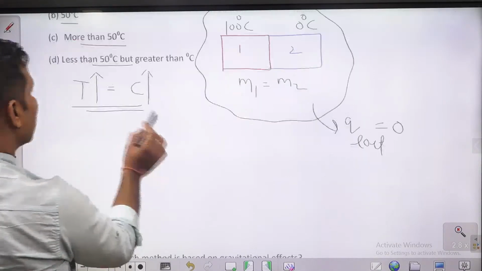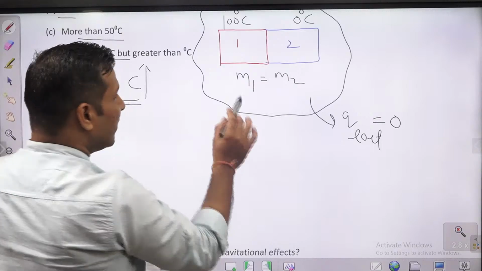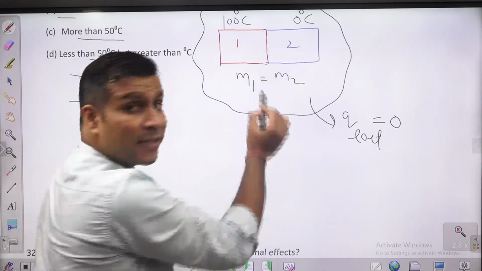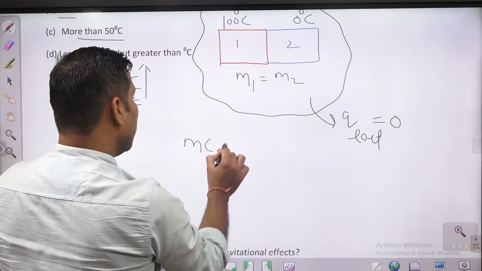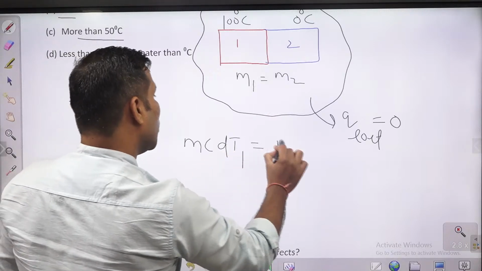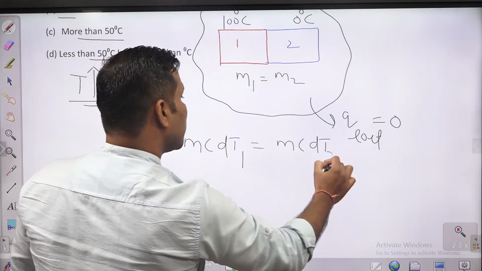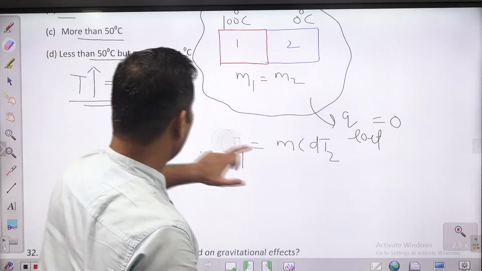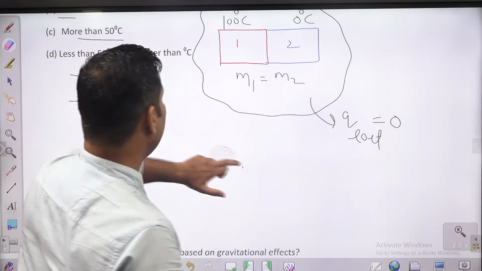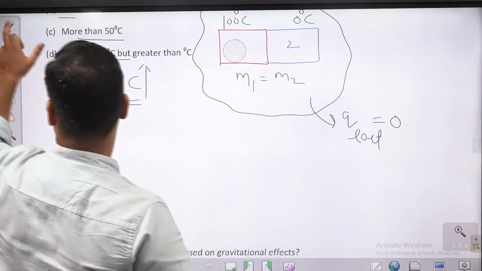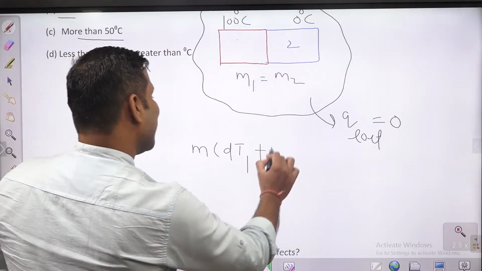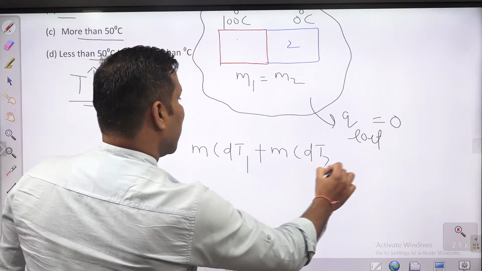What do you need to think in this case? They are only exchanging heat. So whatever heat lost by this is equal to heat gained by this. So m c dT of the one is equal to m c dT of the two. Or it is better to write it like this, because dT for this will be negative and dT for this will be positive. So you can write m c dT1 plus m c dT2 is equal to 0.